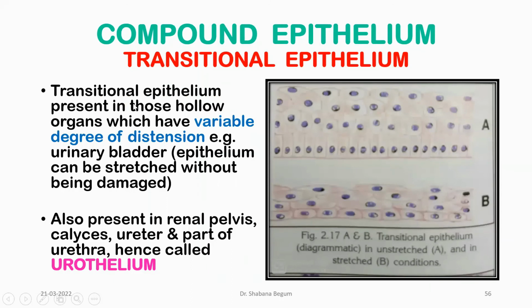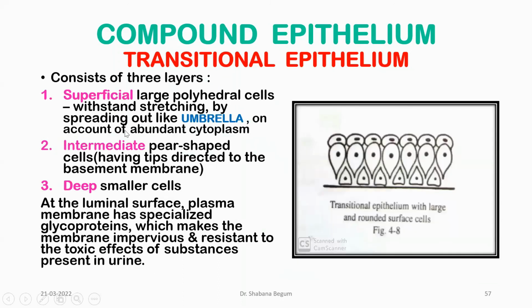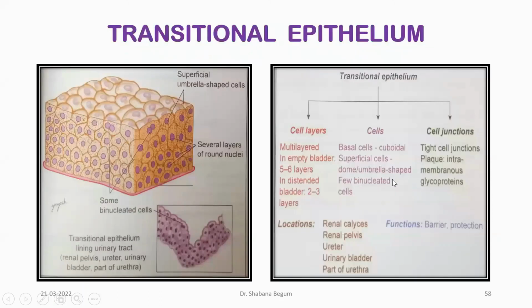So this is an explanation of where it is found, and why it is also known as the urothelium. You can see that the superficial cells are large and polyhedral, and also known as the umbrella cells because they can stretch out. The intermediate cells are pear-shaped. The deeper cells are small. This slide is showing the number of cell layers and the types of cells.